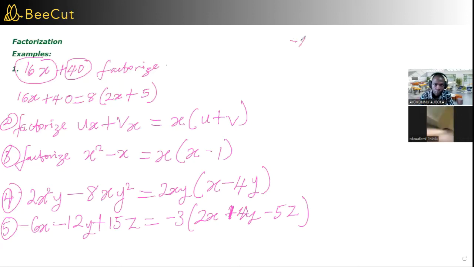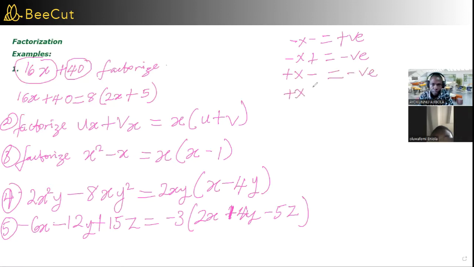When negative multiplies negative, it gives positive. But when negative multiplies positive, it is negative, and if positive multiplies negative, it's also negative. And finally, if positive multiplies positive, it's always positive. So take note of that.